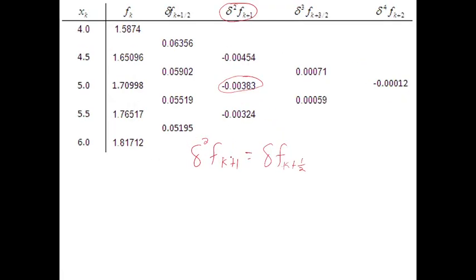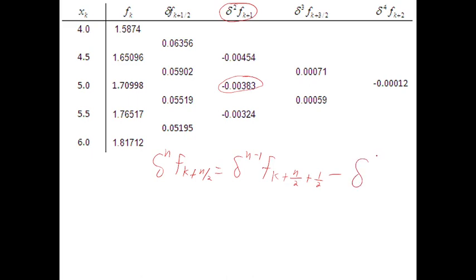ito. So, halimbawa, hindi ko alam to. Pero alam ko yung formula na delta to the n power f sub k plus n over 2, that is equals to delta to the power of n minus 1 f sub k plus n over 2 plus 1 half, minus delta n minus 1 f sub k plus n over 2 minus 1 half.